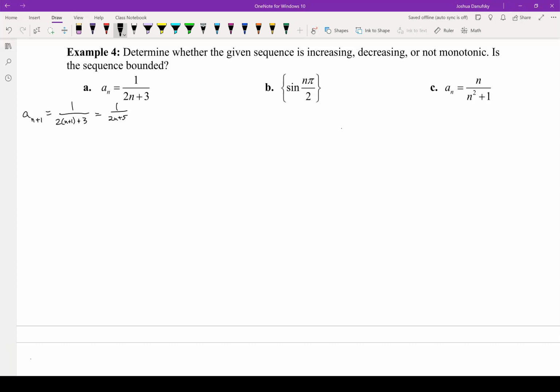Now, 2n plus 5 is going to be larger than 2n plus 3. And if the denominator is larger, that makes this fraction smaller. So for all n greater than or equal to 1, we have that a sub n plus 1 is smaller than a sub n, so a sub n is decreasing.